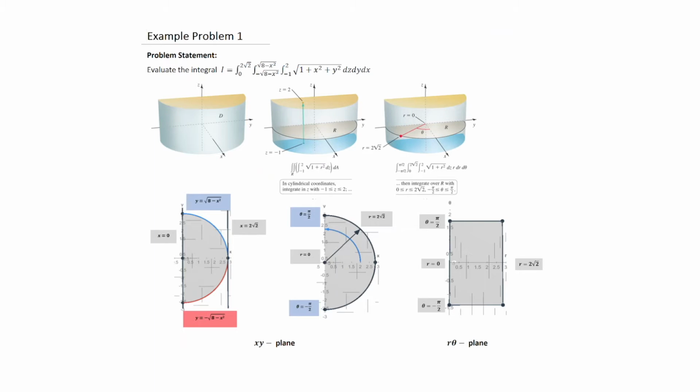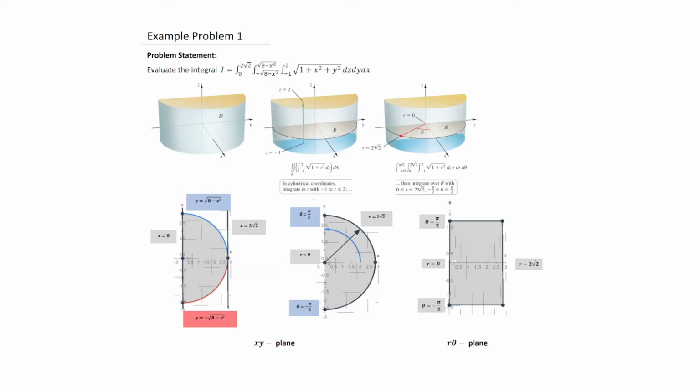All right, so here's our first problem. The problem statement is to evaluate the integral I equal to the integral from 0 to 2 root 2, integral from minus square root of 8 minus x squared to square root of 8 minus x squared, and integral from minus 1 to 2 of the function square root of 1 plus x squared plus y squared dz dy dx.